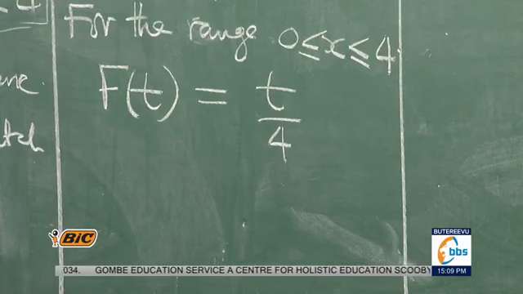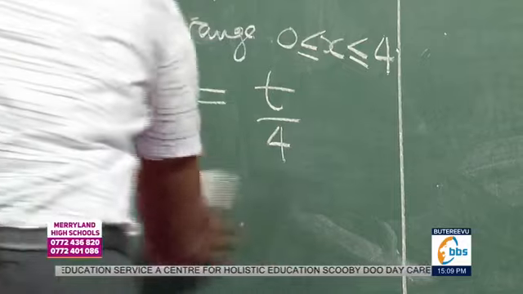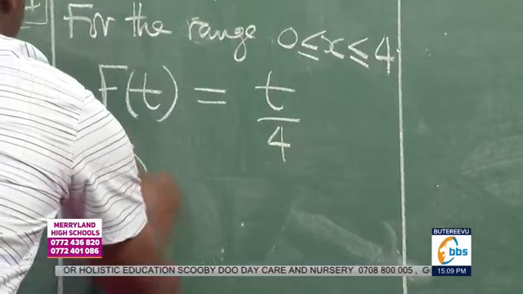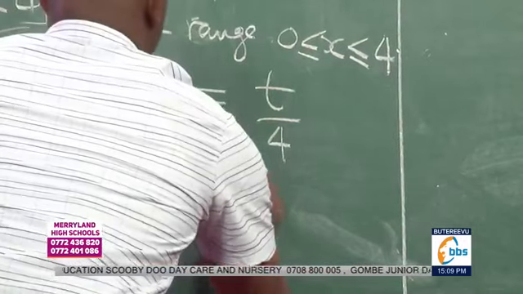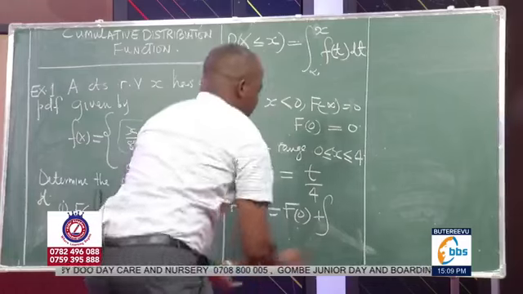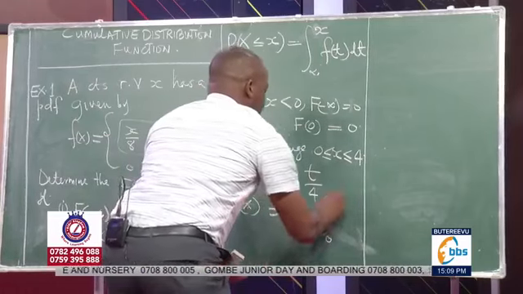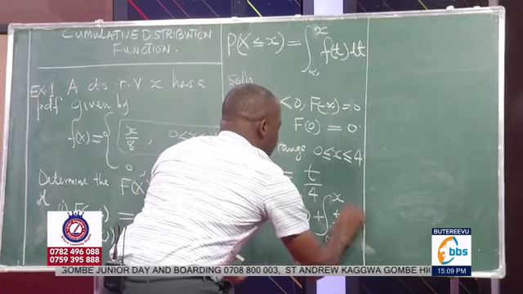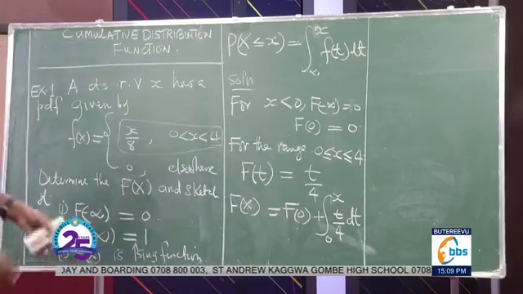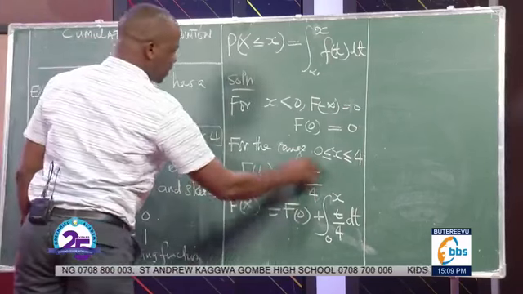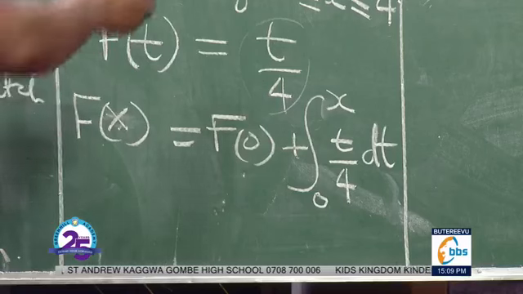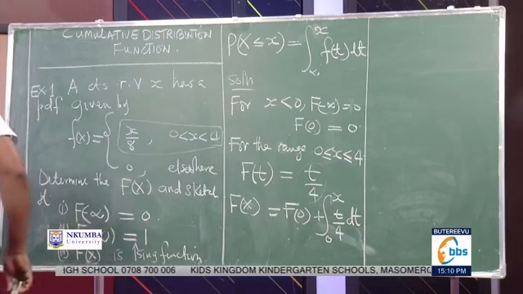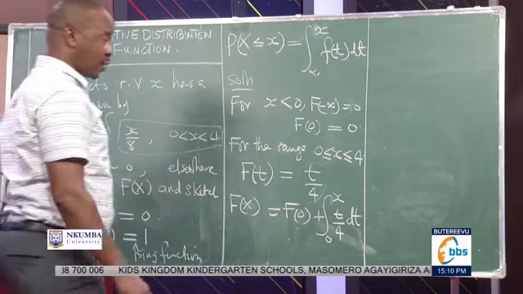So we are going to integrate to find now our F. Our F of x, which is our interest, will now be the same as F of 0 plus the integral from, in this case, 0 to x of t out of 4 dt. We integrate this expression in addition to our first value here, and what we get will, of course, be our cumulative function.